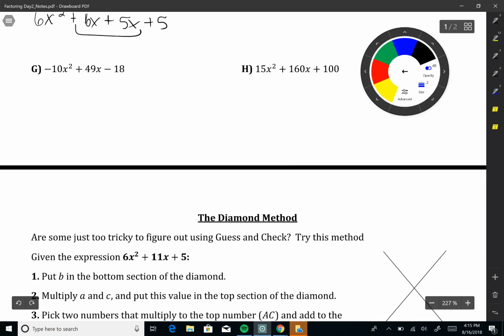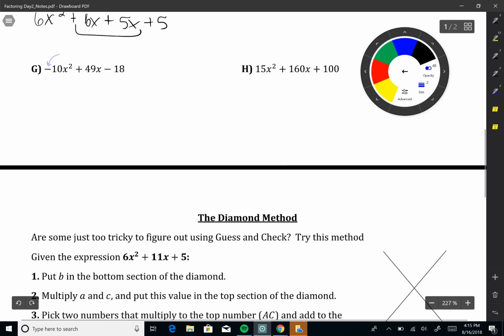Hey guys, we're back with our last example of our guess and check method, and then we're going to move into the diamond method, which some of you might really like. Looking at G, I have negative 10x squared plus 49x minus 18. This looks kind of intimidating because all the coefficients are rather large, but unfortunately they don't have any common factors. There is one thing though.